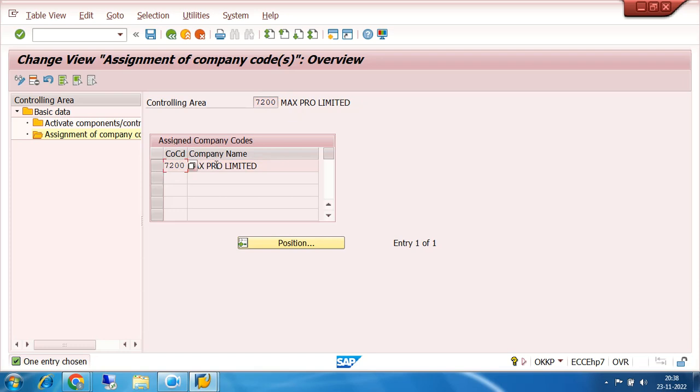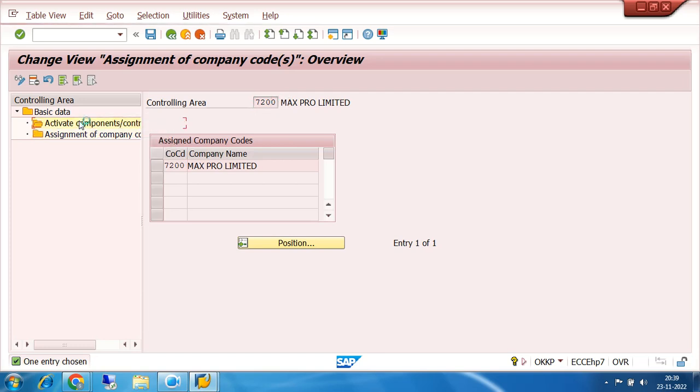But cross company code cost accounting is not the standard scenario in most organizations. It is rarely followed, because whenever cross company code cost accounting has to be adopted, there will be many company codes under one controlling area. But all the company codes should have the same currency, and the same fiscal year variant is also required. So therefore, in a very simple scenario, I have assigned my company code to my controlling area.